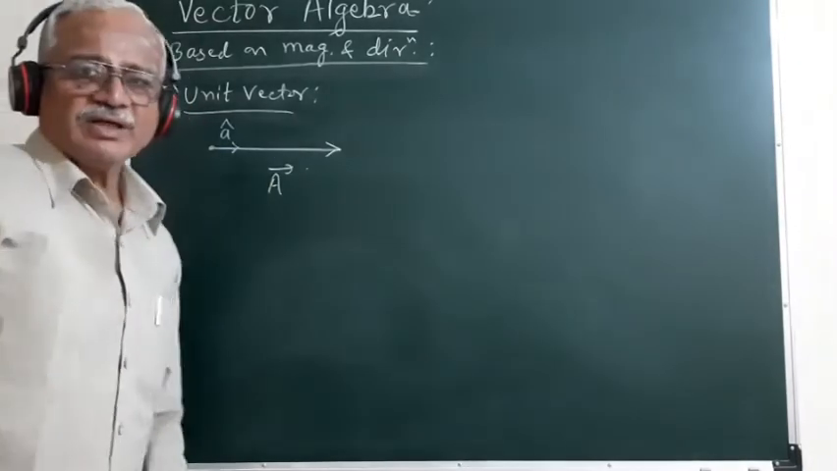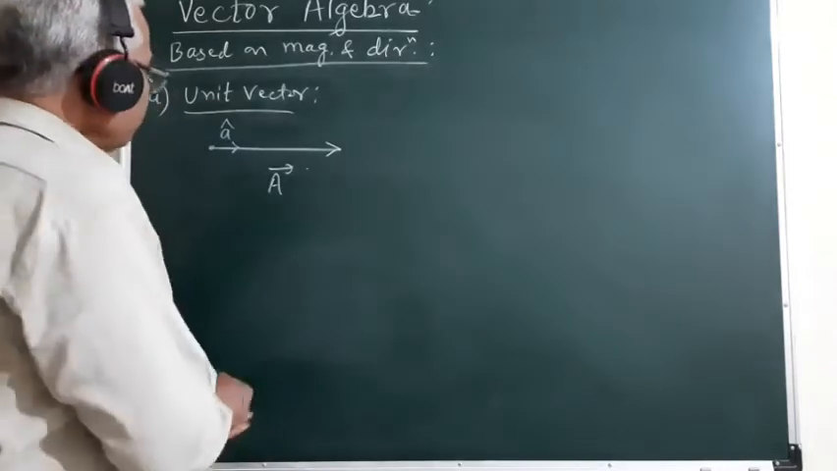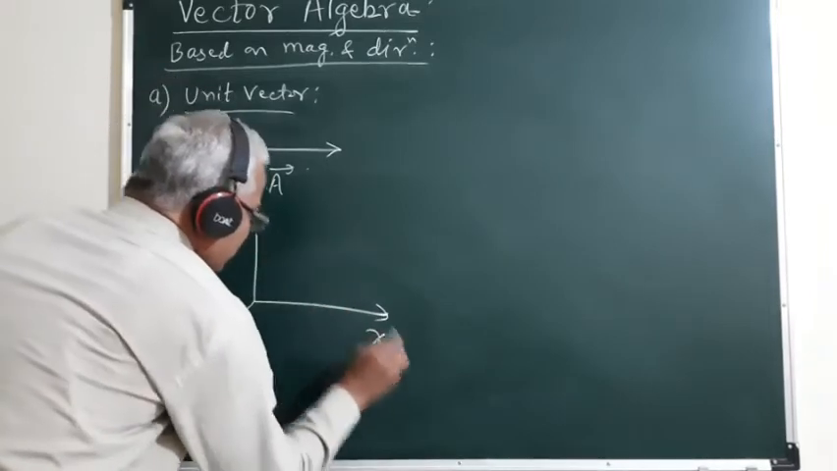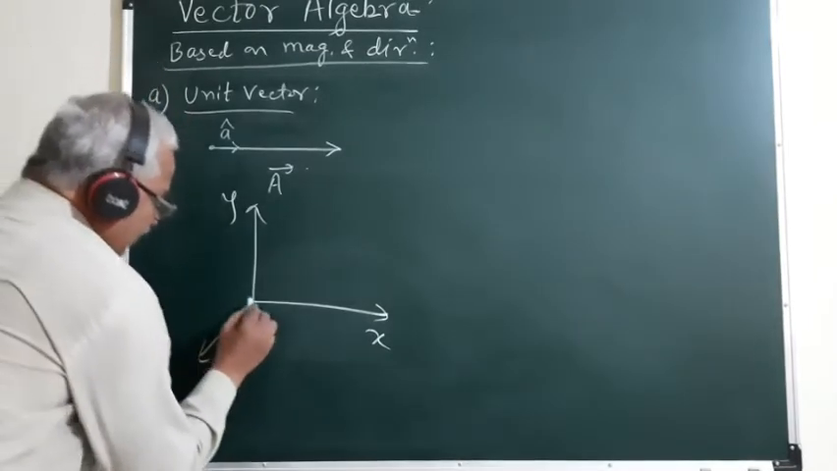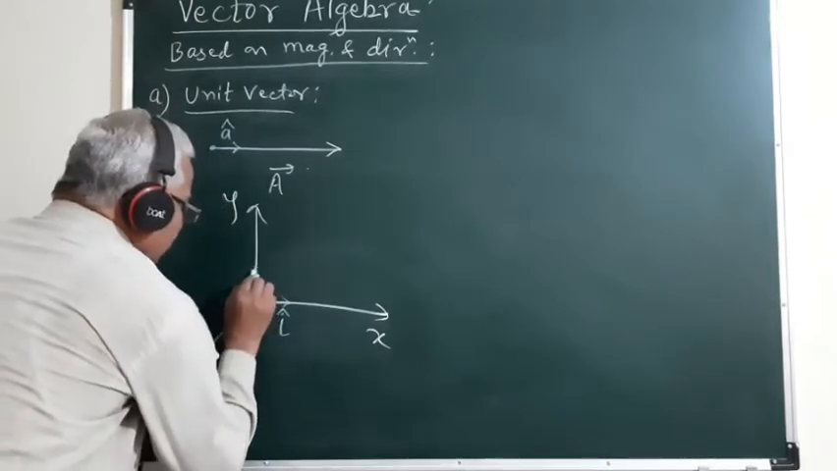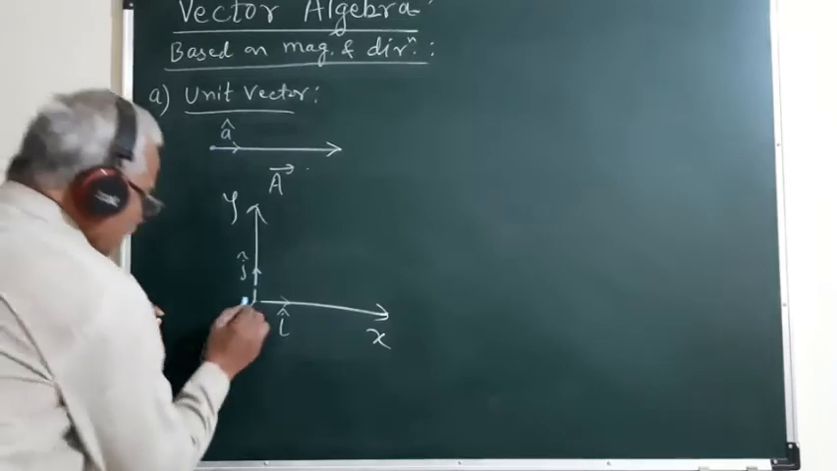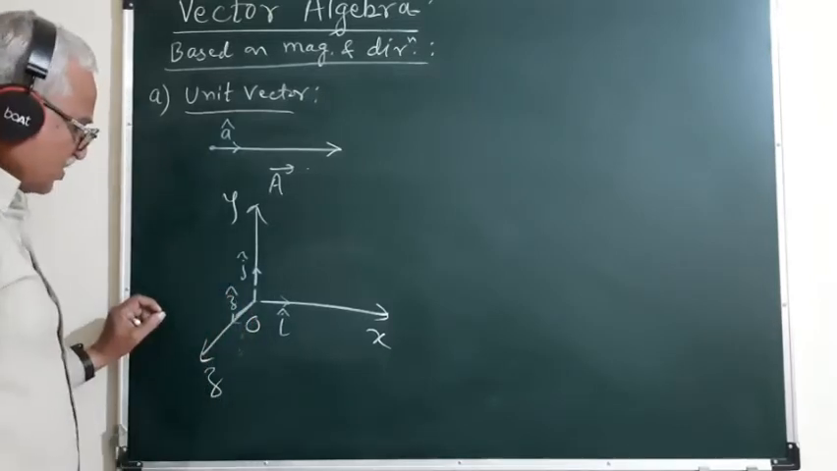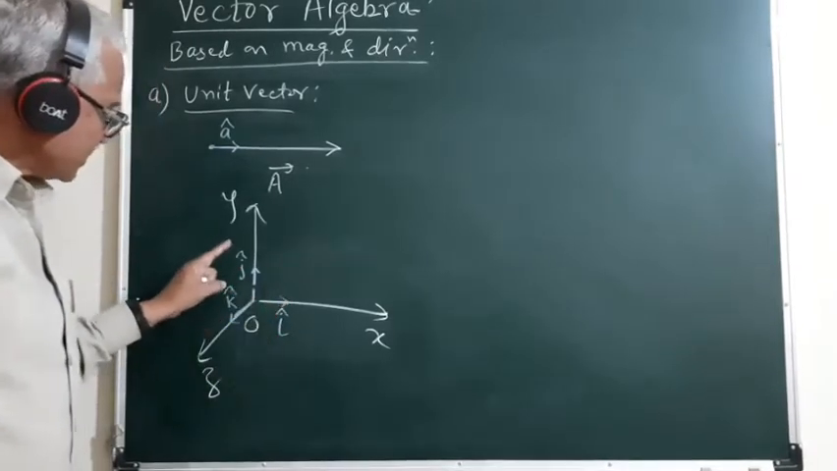As you know well, the unit vectors associated with the rectangular coordinate system: if we have this rectangular coordinate system, the x-axis, y-axis and z-axis, this is the origin. The unit vector directed along the positive direction of the x-axis is denoted by i-cap. The unit vector directed along the positive direction of the y-axis is denoted by j-cap. And the unit vector directed in the positive direction of the z-axis is denoted by k-cap.